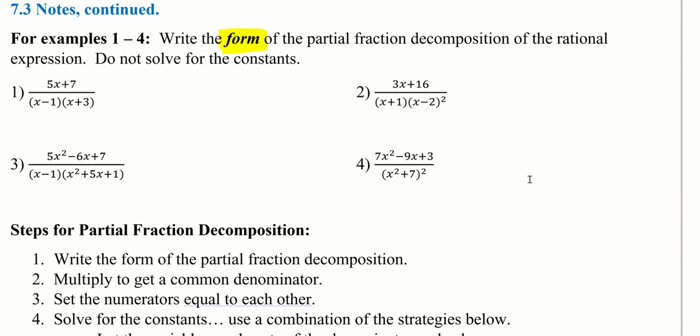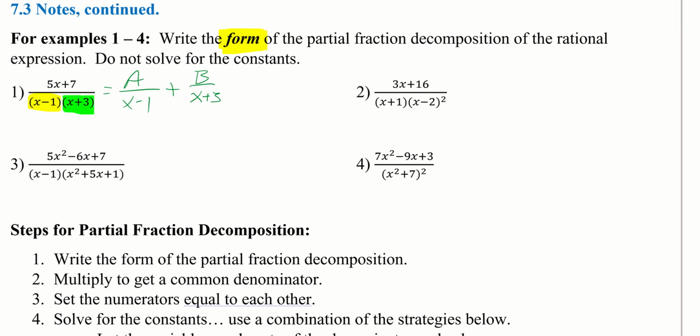So this first one's nice. If you notice, we have two different factors, each one with a power of 1. So we're going to say equals A over the first factor. And we did the constant there because the power is 1. And then plus, you'll notice all these are going to be plus B over x plus 3. And that's it. That's the form of the partial fraction decomposition. Okay.